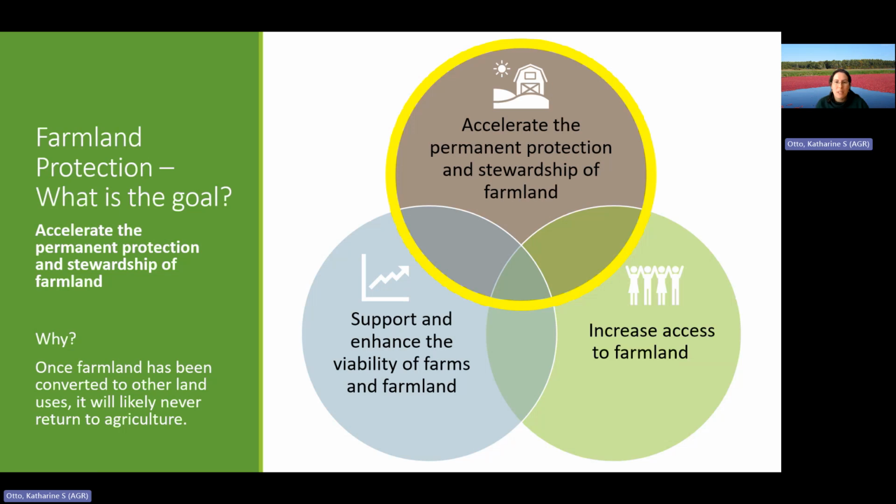So, looking at more detail in the plan itself, as I mentioned, we have those three goals. We have protection, access, and viability. In the protection part, we're looking at accelerating the permanent protection and stewardship of farmland. And why is that important? We're losing farmland every day to a variety of different land uses. Unfortunately, when we lose those lands, it's really hard to bring them back into agriculture. We're not just losing it to development like housing or commercial, we're also losing it to other land uses.